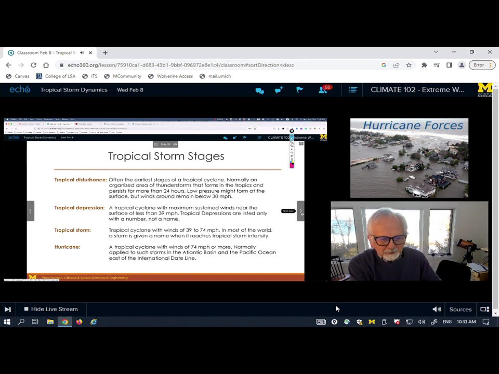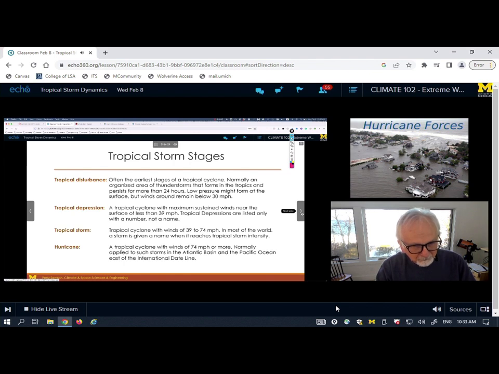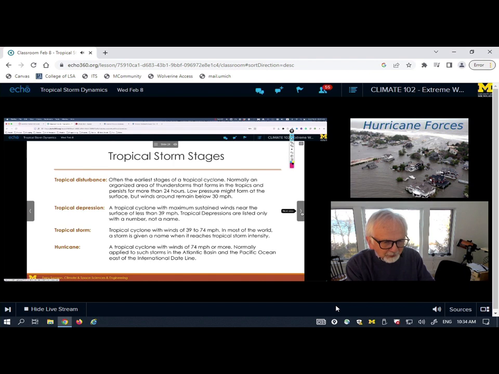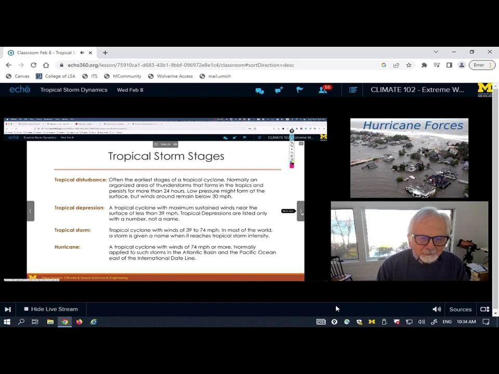The second stage is a tropical depression. Now those thunderstorms have worked together and they've begun to form a low pressure at the surface. And once the low pressure forms at the surface, the air is going to want to flow into that low pressure. And so you begin to get some rotation around a central spot. It's still very disorganized, but there is something going on there. Wind speeds in a tropical depression are characterized as generally less than 39 miles an hour. Windy, but not dangerous.